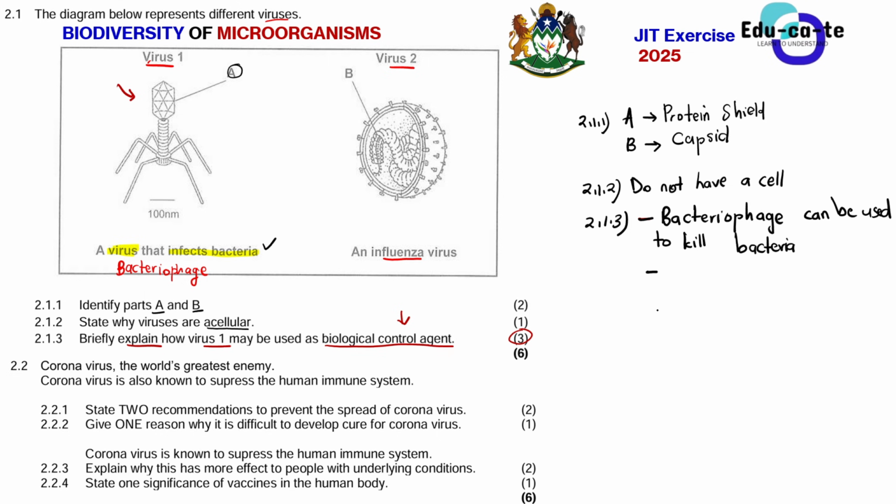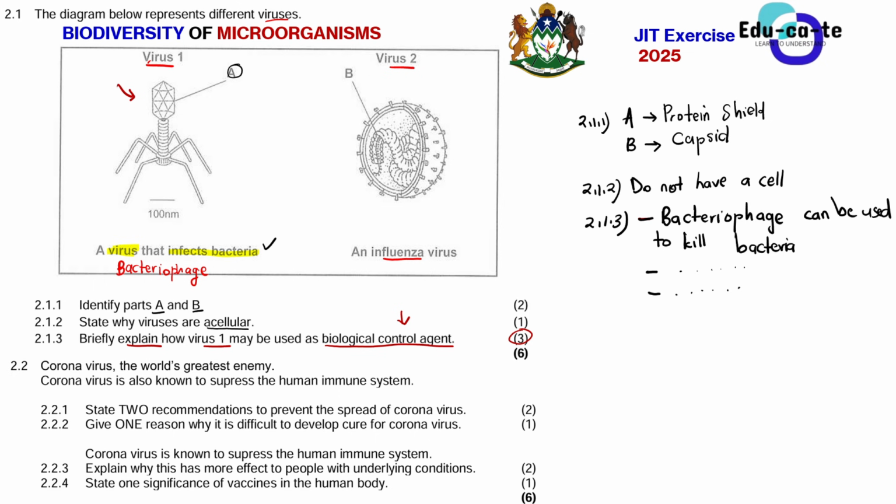Then maybe for the remaining 2 marks, you can try and elaborate by giving an example. For example, I gave you an example that if we have got the bacterium that causes cholera, okay, the bacterium that causes cholera, it can be done what? It can be killed by this bacteriophage, and this will actually minimize the spread of cholera. Okay, so you can just give your own elaboration there.